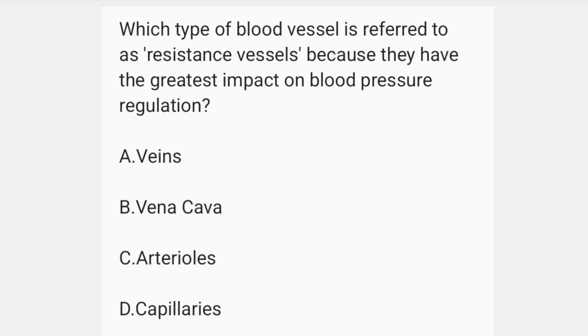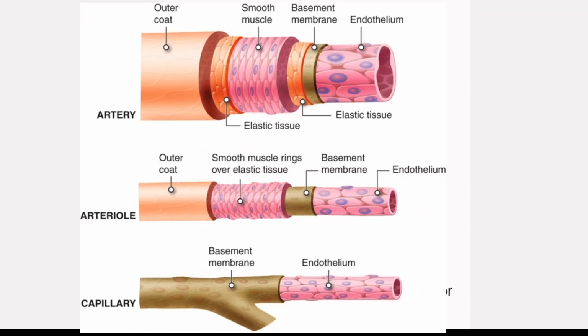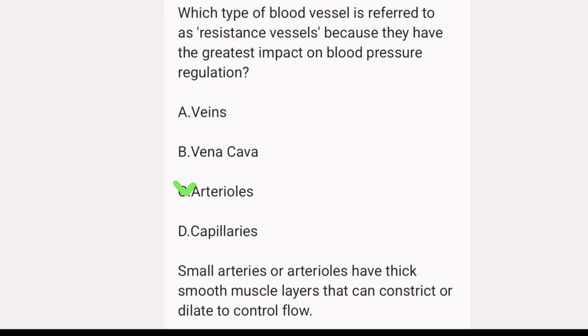It is the arterioles which are referred to as resistance vessels because they have the greatest impact on blood pressure regulation. This is because they have thick smooth muscle layers that can constrict or dilate to control flow. So our answer is option C, arterioles.